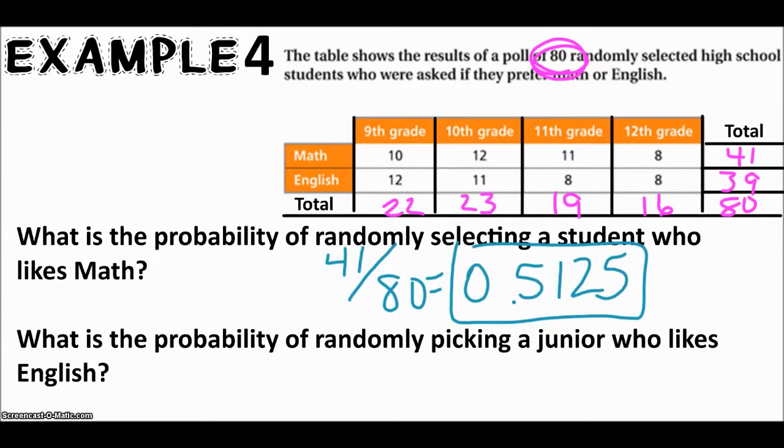So what's the probability of picking a junior who likes English? Out of the 80 kids, a junior who likes English, there's only 8 of those. So 8 out of 80, or 0.1.